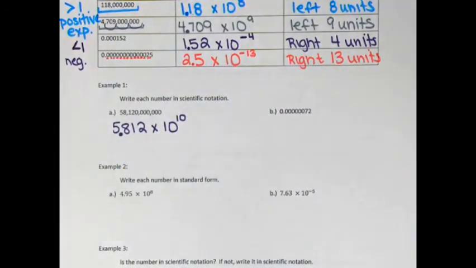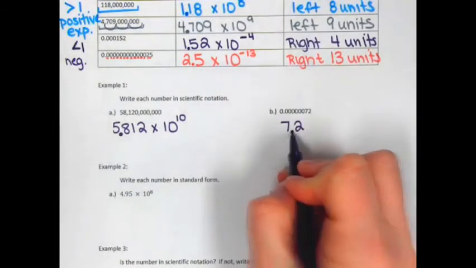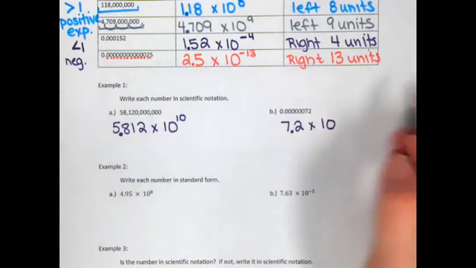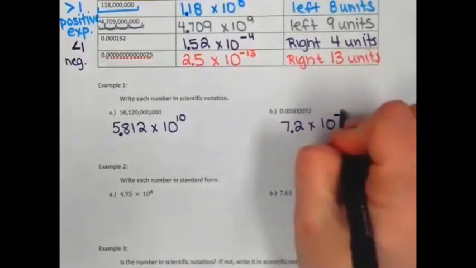Okay. So my number in B is 72. Where does my decimal place go? Positive or negative exponent? Negative. And what do we get? 7, 3, 6, 7. Yep.